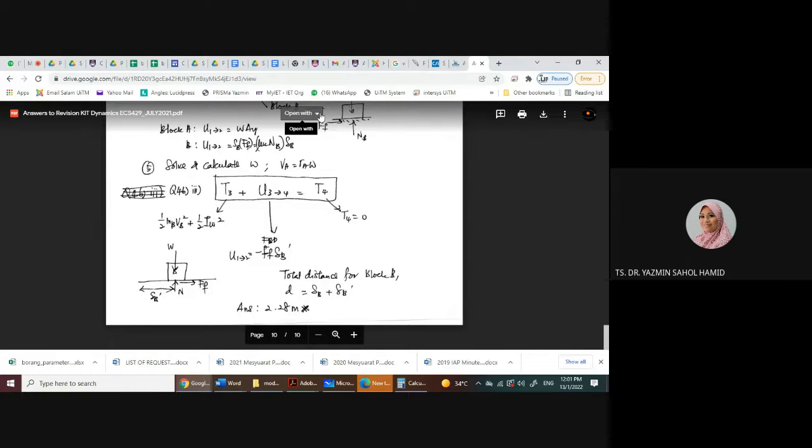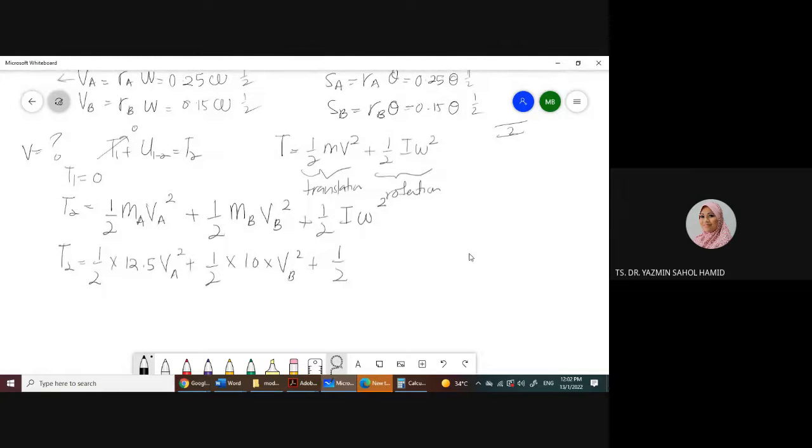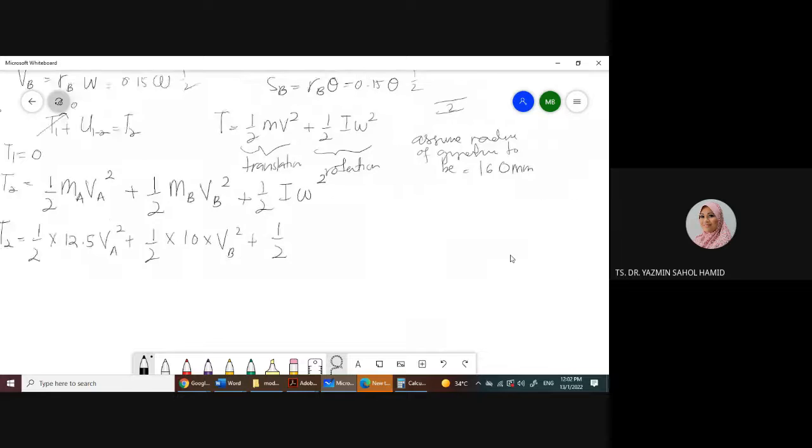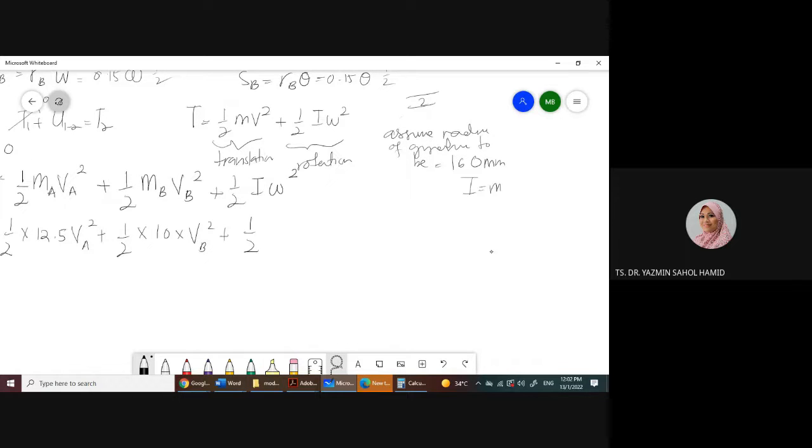Shows a double pulley, mass of pulley 15 kilogram. Okay lah, untuk soalan ni dia tak bagi tahu nak pakai pulley tu punya K berapa. Kita assume lah sekarang ni. Let's assume radius of gyration to be 160 mm. So I sama dengan apa? MK squared kan? Kenapa kena pakai ni? Sebab ada radius of gyration kan? 16 kali.